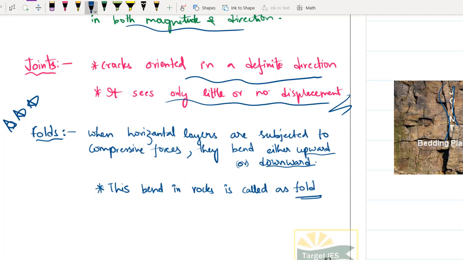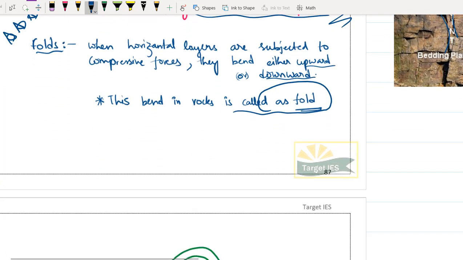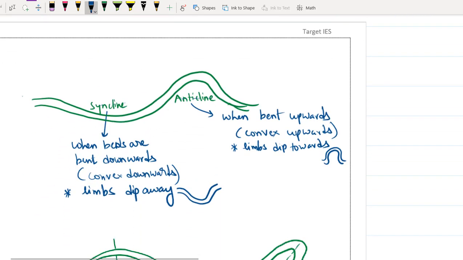So the bend in rock that we are having, we call it a fold. Please do remember, the bend you are getting in rocks is nothing but a fold. Okay, very clear. And here two very important terms come up, syncline and anticline.